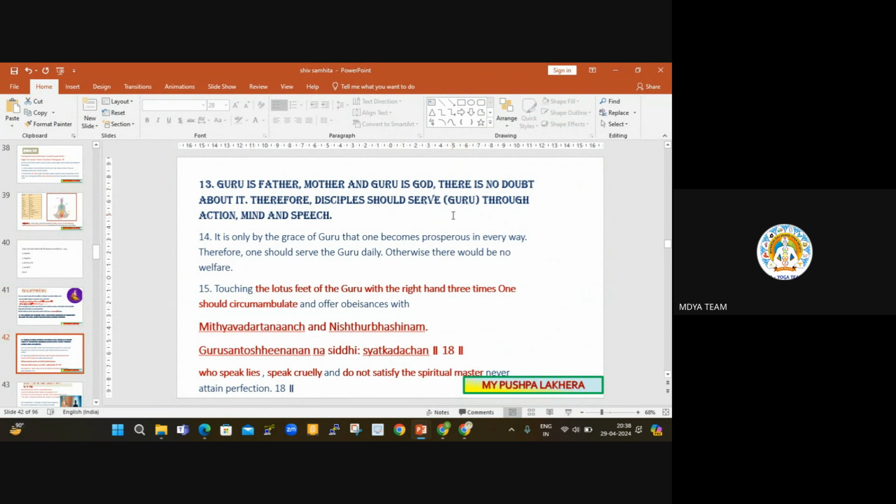What would happen at that time? They would only follow the Guru, because no one was with him there, no family, no relatives, so they only followed the Guru's instructions. So it is stated in the same way that you have to believe that your Guru is the father and your Guru is the mother, and he is the God for you. And undoubtedly, you have to follow all the instructions said by your Guru. And you have to serve your Guru through your actions, mind, and speech.